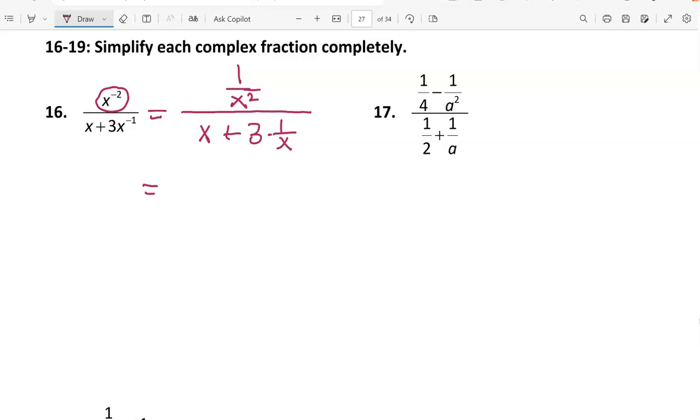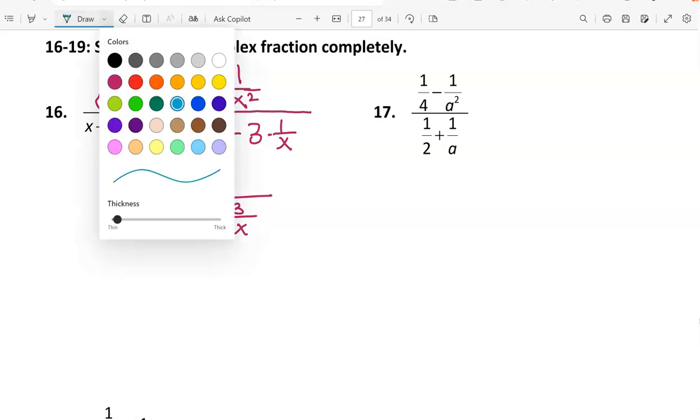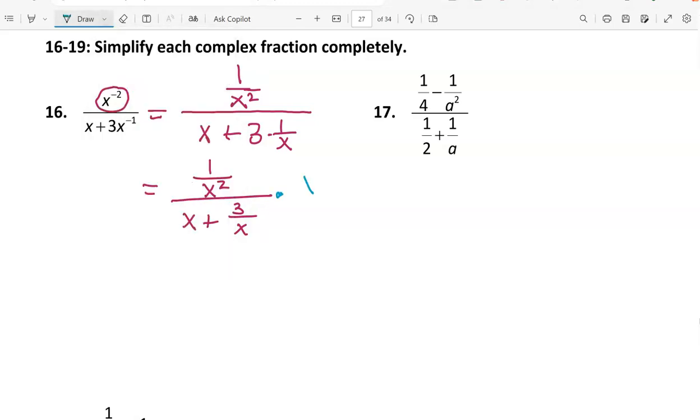I'm going to simplify that a little bit. That's 1 over x squared over x plus 3 over x, because when we multiply two fractions together, we multiply their numerators, which are the 3 times 1, and their denominators 1 times x. Now I'm going to multiply the top and the bottom by the least common denominator of the little mini denominators, which is x squared.